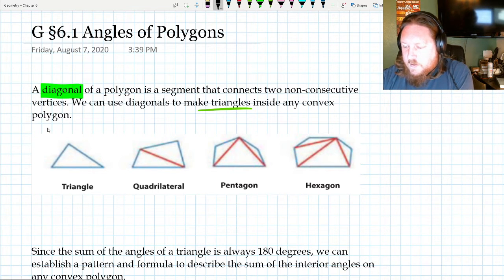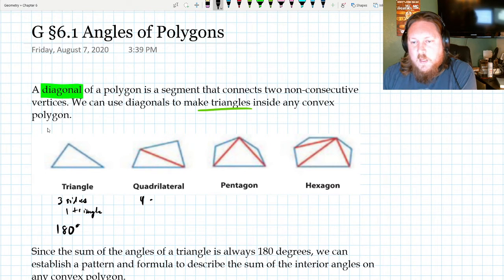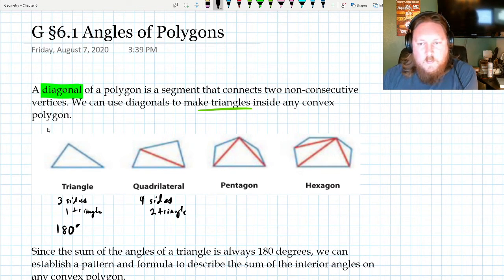And if you take a look here, on a triangle there are three sides. That's just one triangle inside of it, one triangle. And that means it's got a total sum of 180 degrees. On a quadrilateral, there are four sides, and it makes two triangles. And if you multiply 180 by 2, you get 360 degrees for the interior angles.